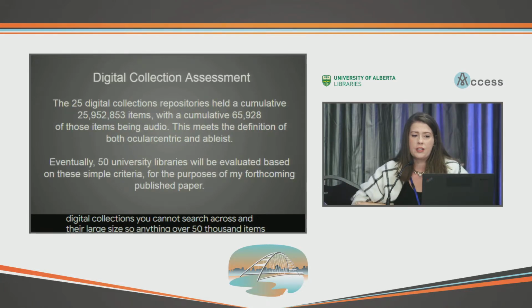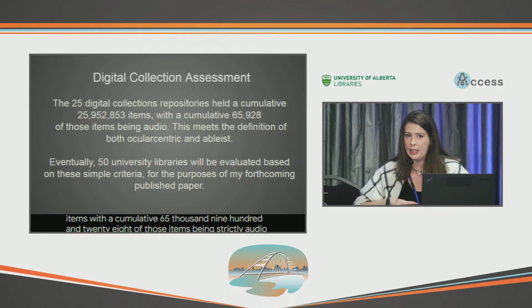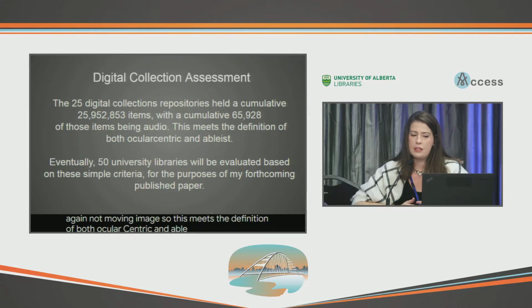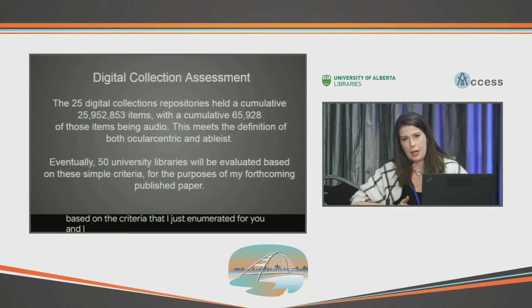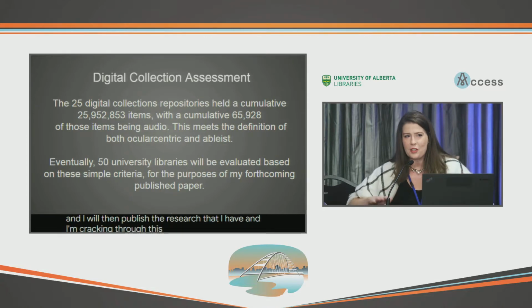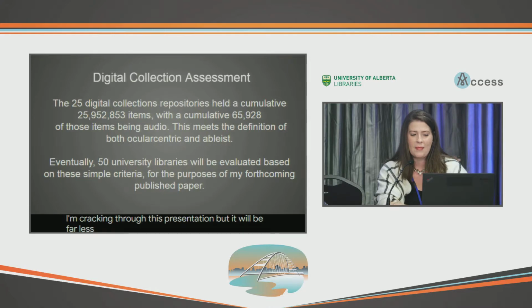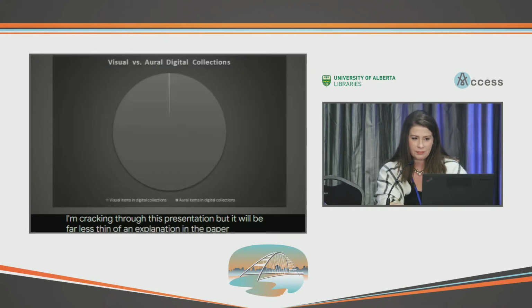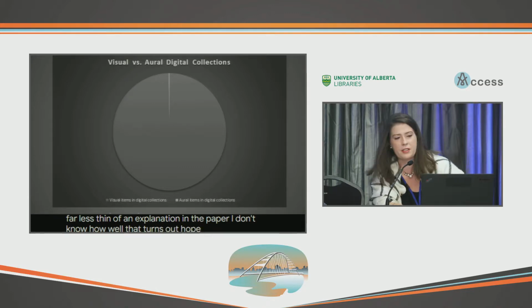The 25 digital collection repositories held a cumulative 25,952,853 items, with a cumulative 65,928 of those items being strictly audio, again, not moving image. So this meets the definition of both ocular-centric and ableist in many ways. Eventually, 50 university libraries will be evaluated based on the criteria that I just enumerated for you, and I will then publish the research that I have. I'm cracking through this presentation, but it will be far less thin of an explanation in the paper. I don't know how well that turns out. Hopefully it turns out really well.